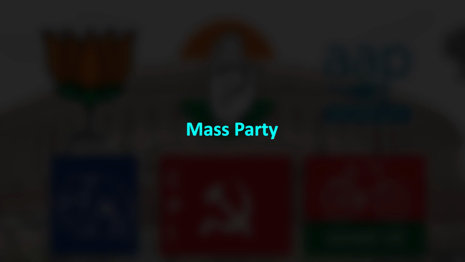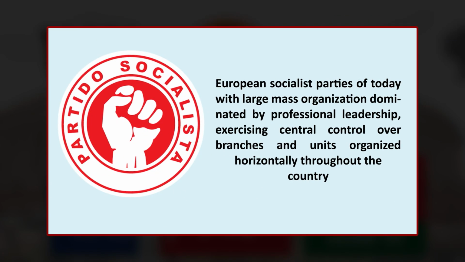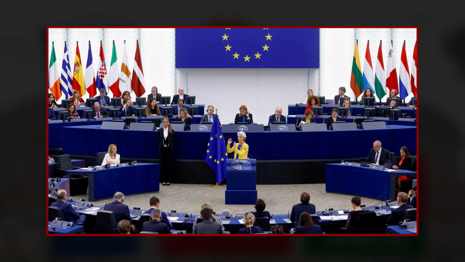The mass party: the increasing extension of the suffrage and the effect of class divisions led to the rise of the modern party, the party of integration. Most of these parties are found in the developed political systems of the 20th century. For example, the European Socialist Party of today, with a large mass organization dominated by professional leadership exercising central control over branches and units organized horizontally throughout the country.